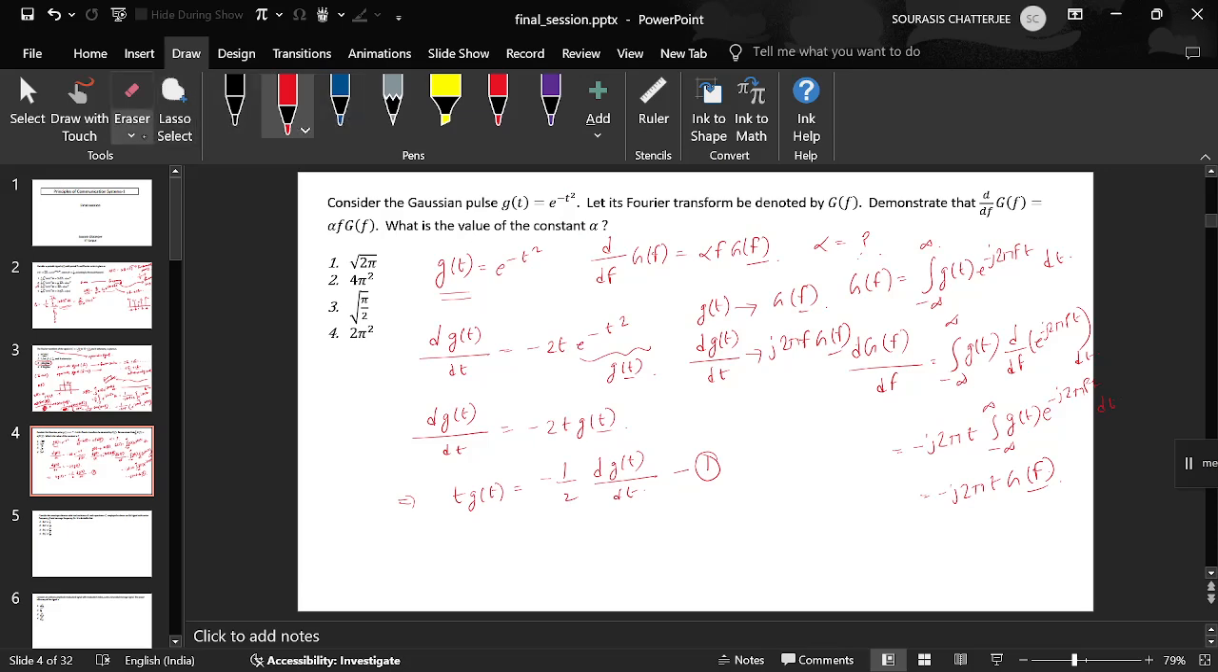Okay, I made a slight mistake here. I cannot take the t outside because the integral is with respect to t only. So this here should be the integral from minus infinity to infinity, with t inside. So this is basically the Fourier transform of t g(t). So we have, this is equation 2 and this we call equation 3.